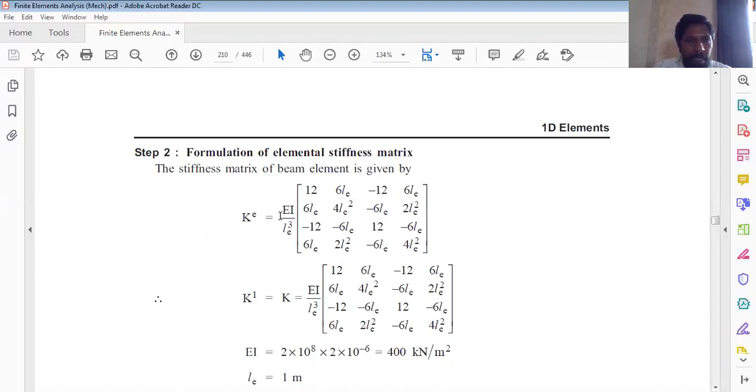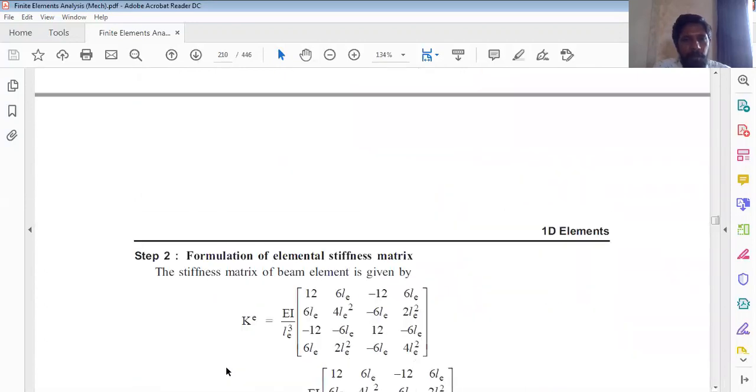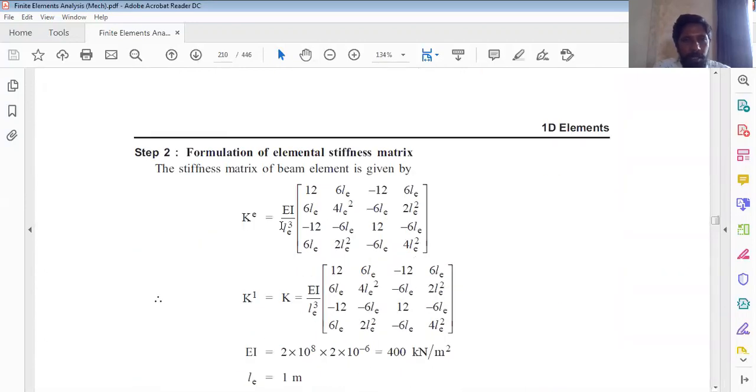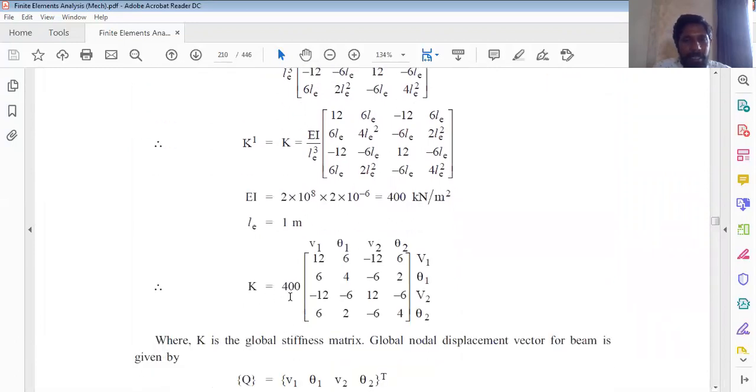Now we know the value of E, we know the value of I, and we know the length of the element, which is 1 meter. E value is 2 into 10 power 8 kilonewton per meter square, I is 2 into 10 power minus 6 meter to the power of 4, and the length of the element is 1 meter. Substituting these values, we ultimately get K equal to 400 times the matrix of 12, 6, minus 12, 6, 6, 4, minus 6, 2, minus 12, minus 6, 12, minus 6, 6, 2, minus 6, 4.